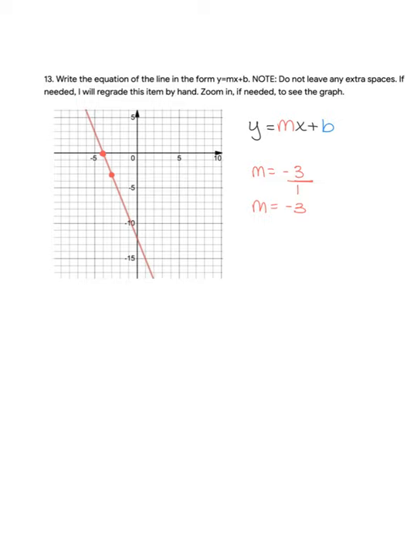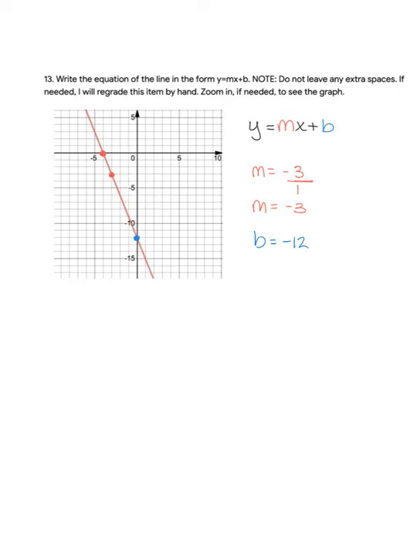Next, I have to find b. B is my y-intercept. It is where my line intersects the y-axis. Keep in mind, the y-axis is always going to be this vertical line right here, okay? And I'm trying to figure out where this line intersects the vertical y-axis. So when I do that, I can see that b is located at -12. So I can say that b equals -12, okay?